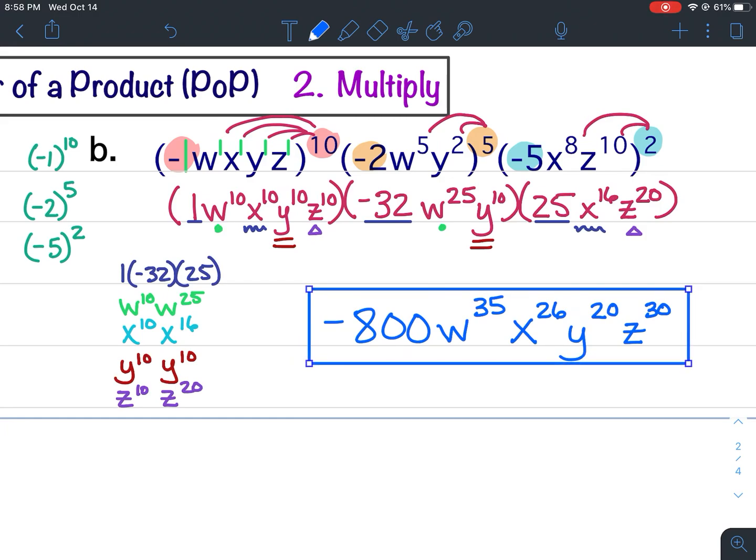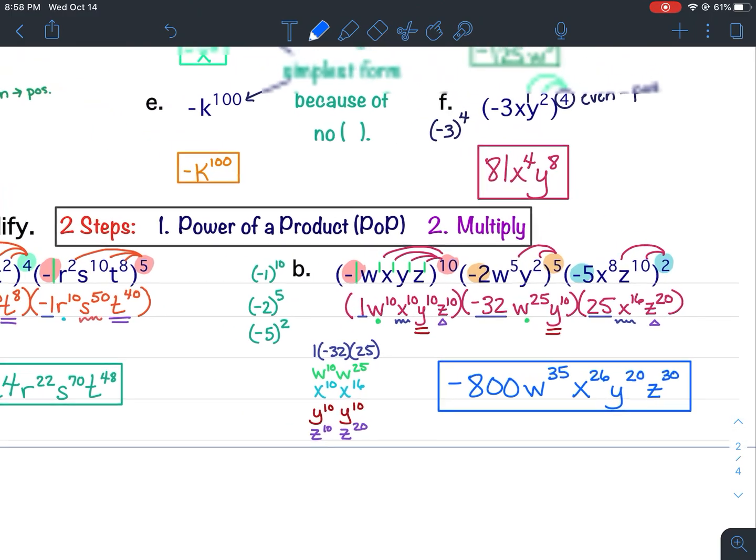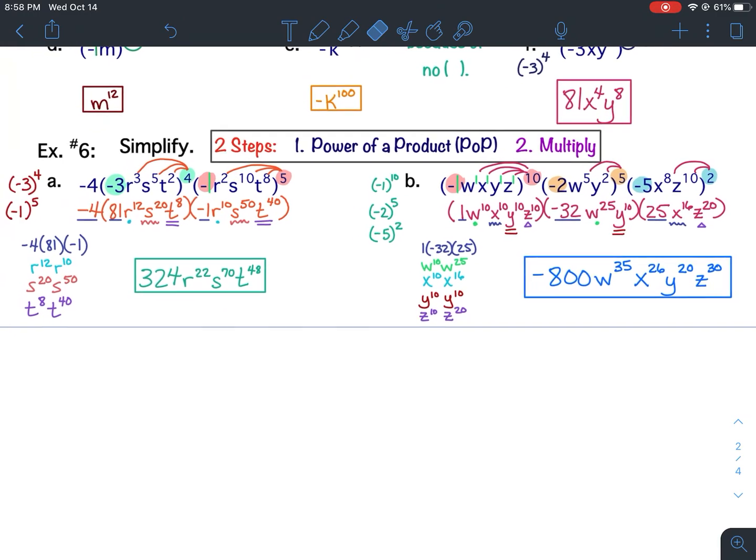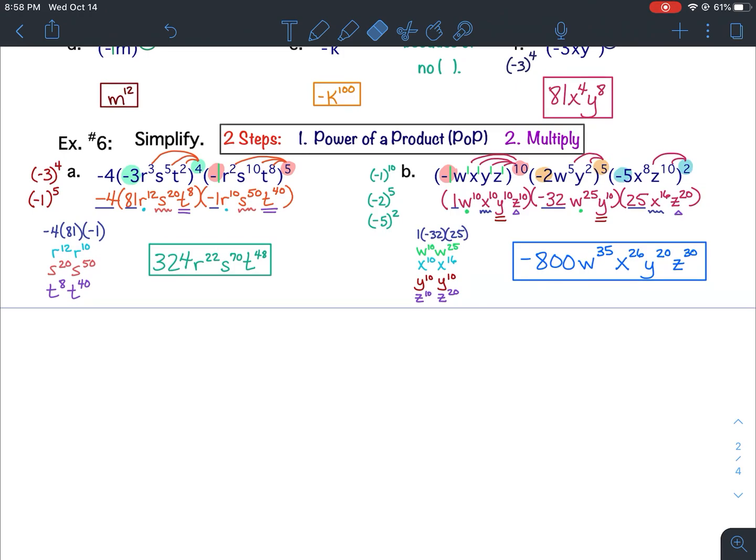So again, you're taking what you learned in 4.2, which is the first step, the power of a product, where we multiply our exponents, and we're combining that with 4.1, which is what we did right here, grouping things together, and then when we multiply, we add exponents. All right, so that is it for example number 6. I know that those are not easy examples, so if you have any questions, please do not hesitate to ask.